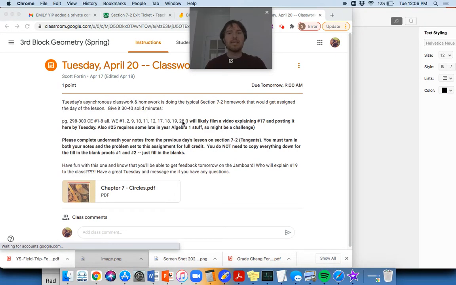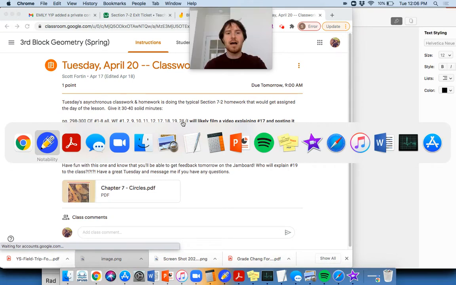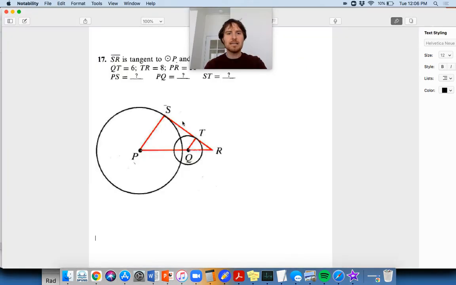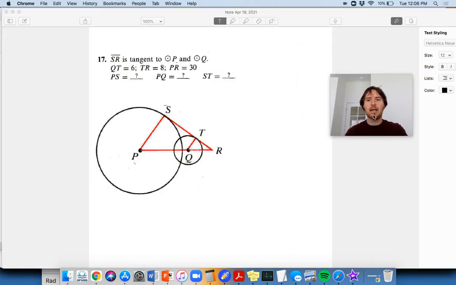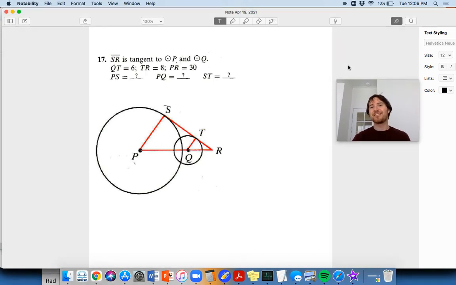So anyways, I'm going to do number 17, and maybe that'll help you out with 18 and 19, potentially. And then number 25 I can do together as well, but I think that would be a fun one for you to do on your own. But anyways, we're looking at number 17 right here.